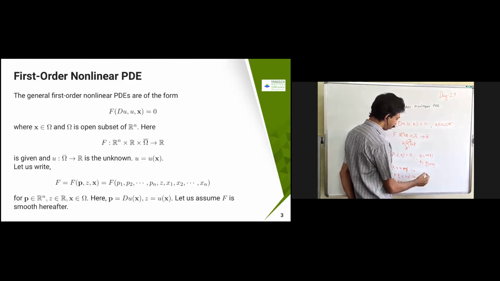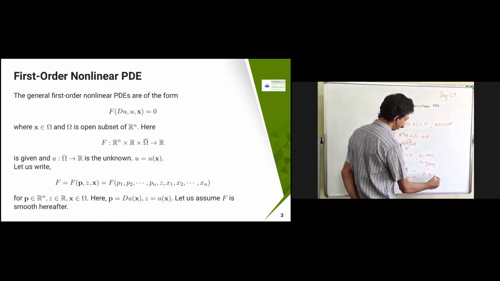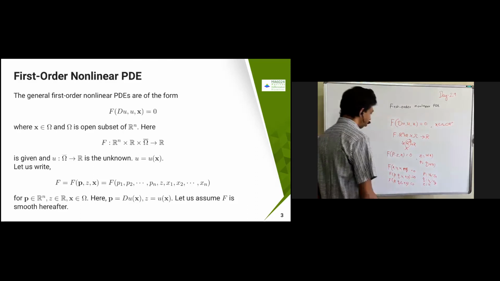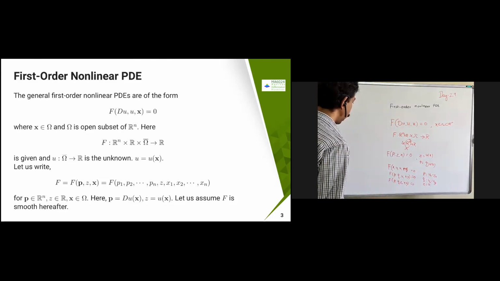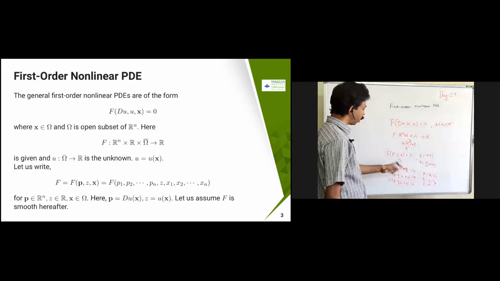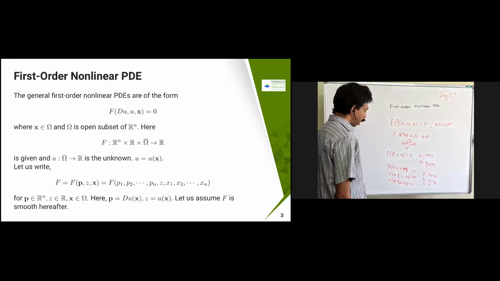So in all these cases, p is nothing but ux or zx, and you can put q is nothing but uy or zy. Z is nothing but u. So these are the notations we'll be following. Mostly we'll be using this one sometimes, but according to this one, we are supposed to use this. So there will be some kind of abuse of notation.